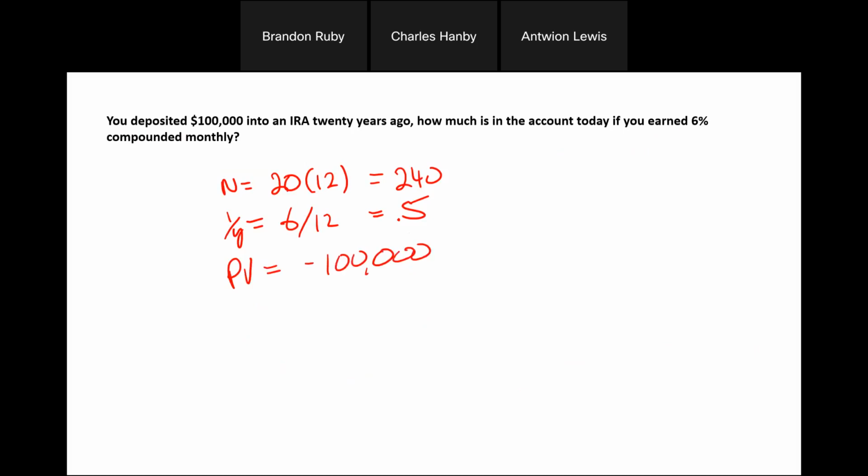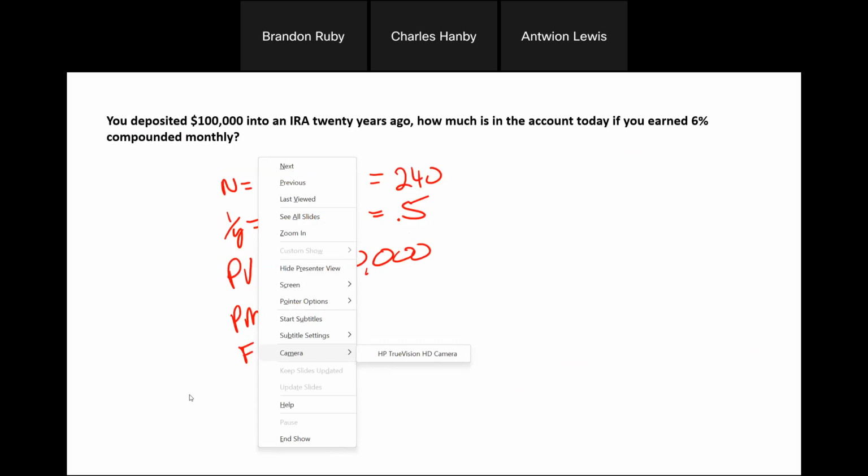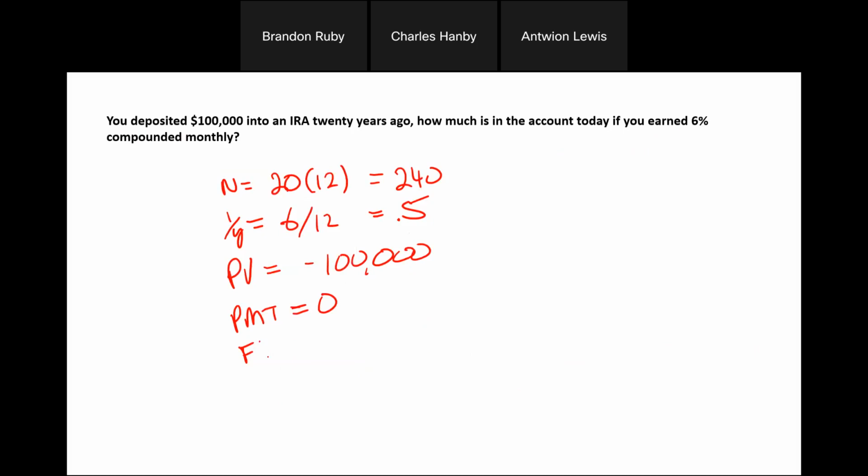In this case, if you didn't enter the negative, your answer will just come out as a negative, so it's not the end of the world. But on the next exam, if you don't use the right convention, you'll actually get an error message. So anything that comes out of your pocket, whether it's an investment or an expense, should be entered as a negative.